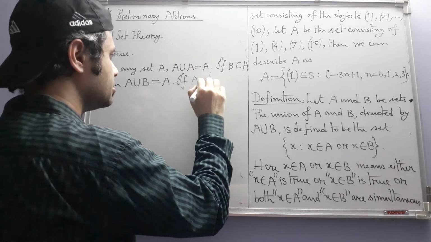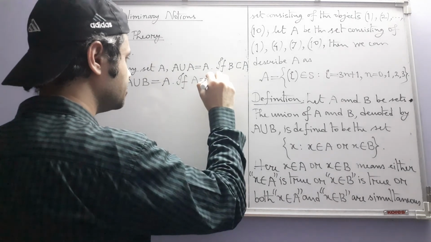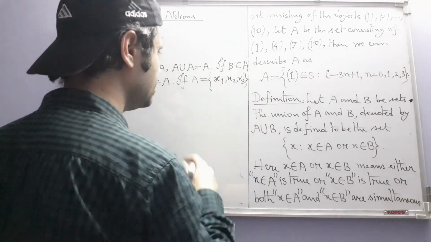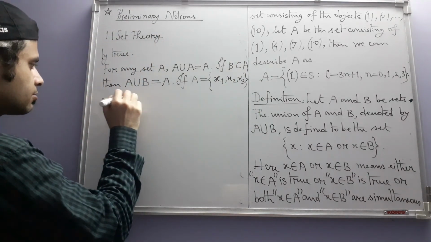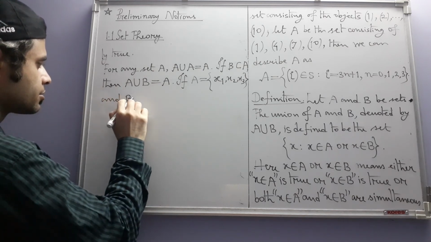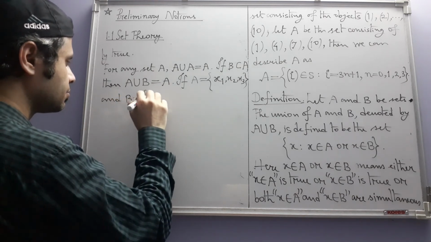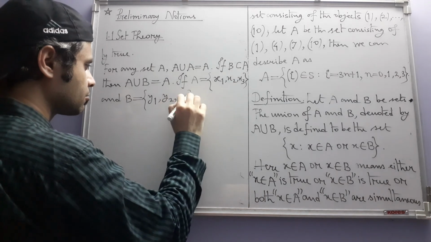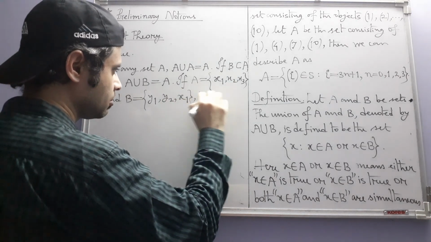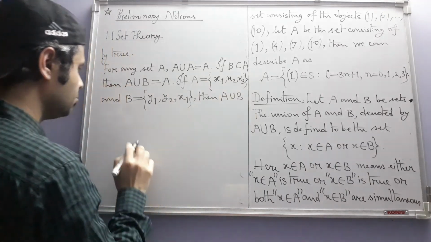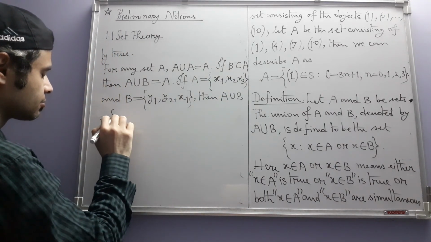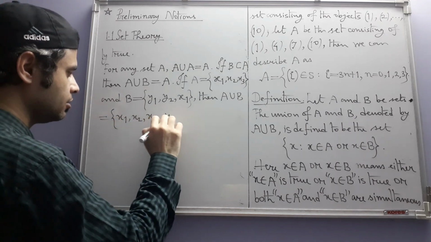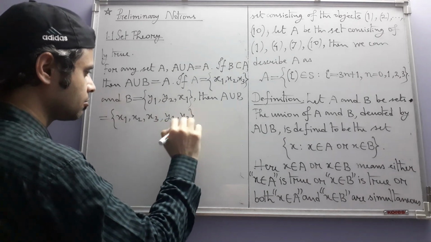If A is this set consisting of these three objects, x1, x2 and x3, any three objects, and B consists of these objects, y1, y2, x1, then A union B equals x1, x2, x3, y1, y2.